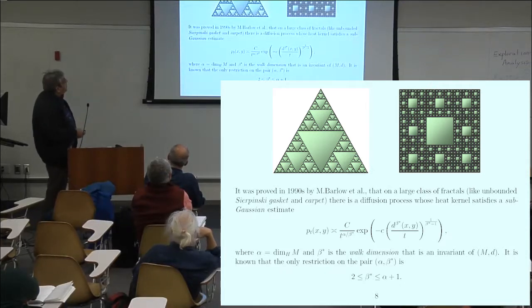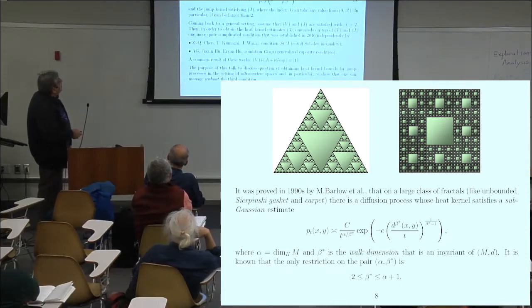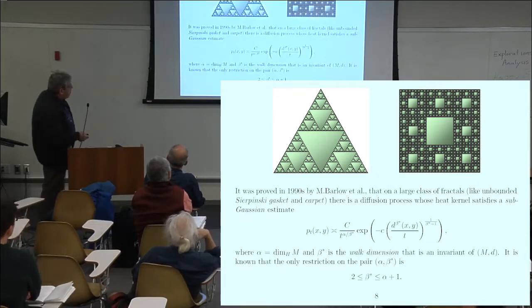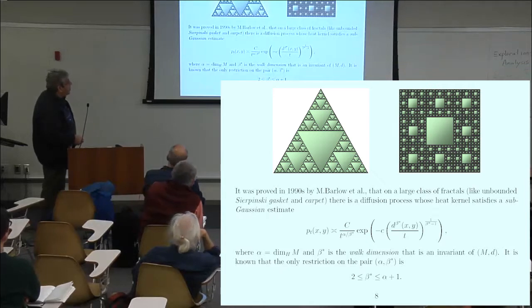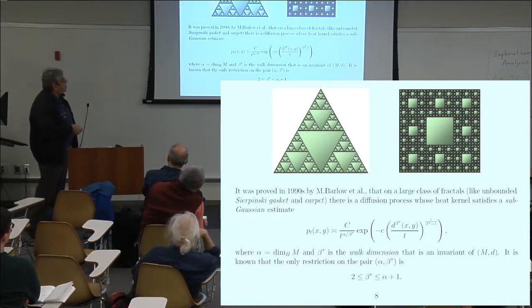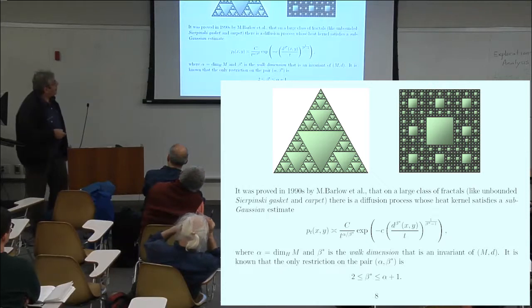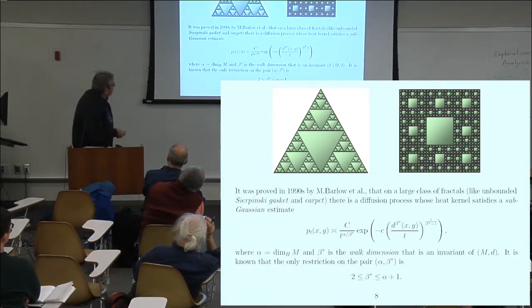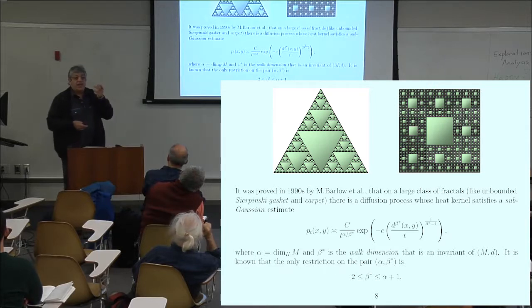And moreover, every pair alpha and beta star satisfying these restrictions will give rise to a certain fractal where this Hitchcomb bound is true. That was again also constructed by Martin Barlow. So it's a continuous family of 2 parameters, right?